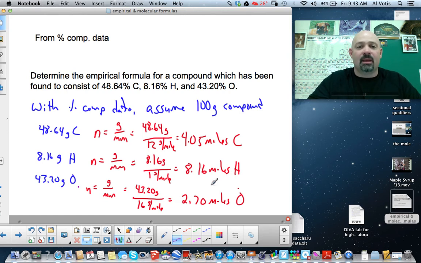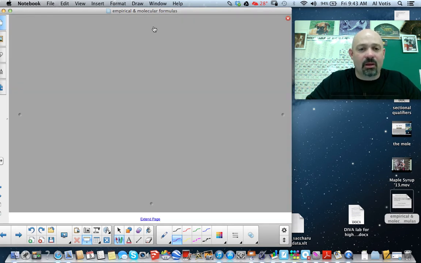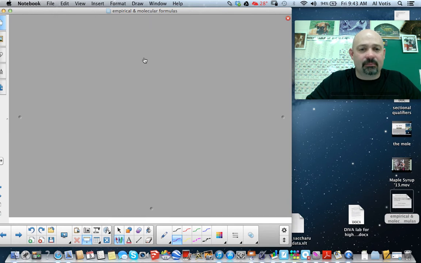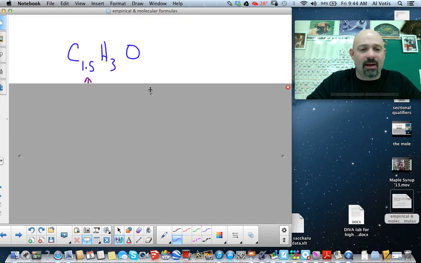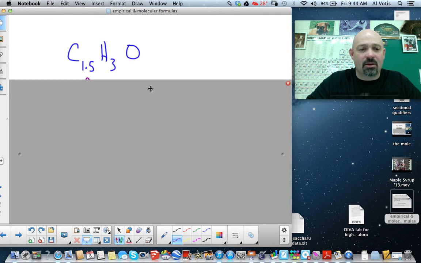We found the moles. Step 2 is write a formula with those numbers of moles in it. So I can write a formula that should look like this. C 1.5 H3O, because those are the numbers we just had.